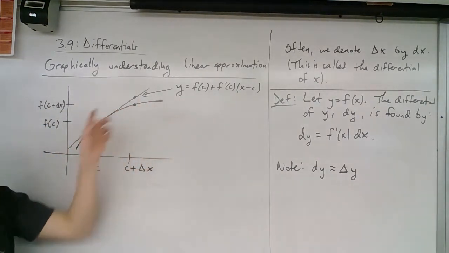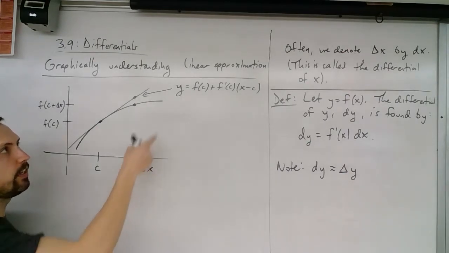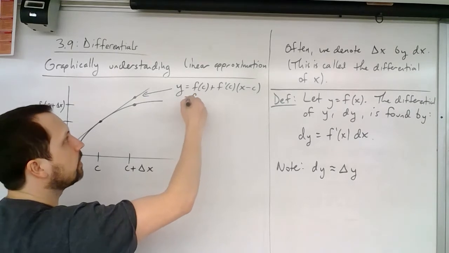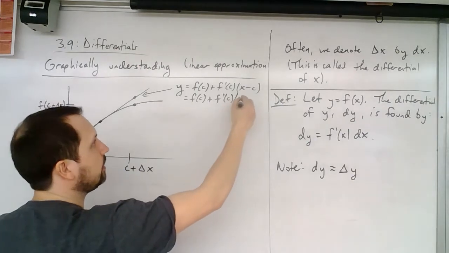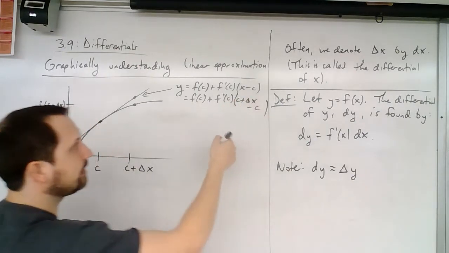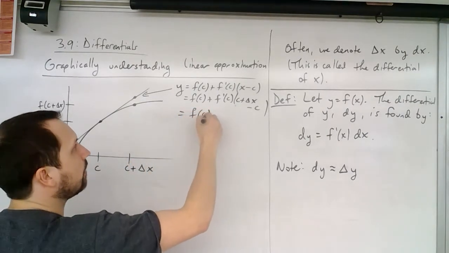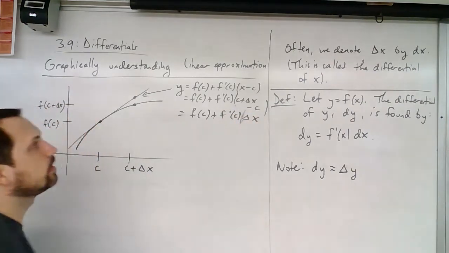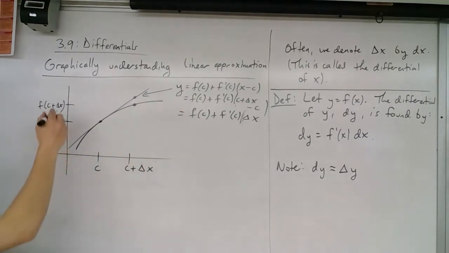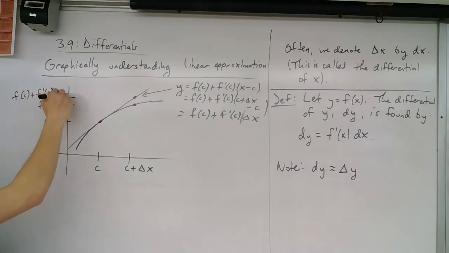But in this case, we know what our x value is. We're evaluating at c plus delta x. This is what we're plugging in for x. So this becomes f of c plus f prime of c times c plus delta x minus c. The c and the negative c cancel. So this y value is f of c plus f prime of c times our delta x. This is truly the y value of our approximation.